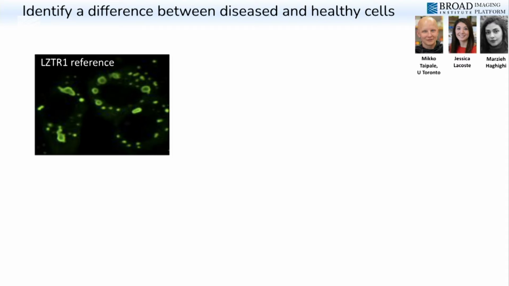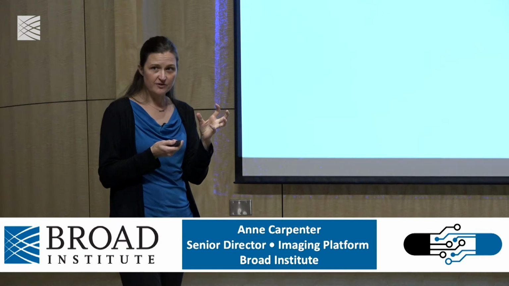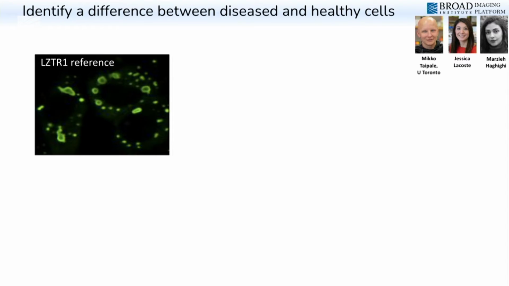Here, we worked in collaboration with Mikko Taipale at the University of Toronto. Before we met, his graduate student, Jessica Lacoste, had been working very hard by eye, detecting the difference between these two states, and I'll describe them now. She would take a protein that had been associated with a human disorder, where a mutation in that gene was known to be causative for a human disorder. She'd take the wild type version, the normal reference version of that gene, and overexpress it in cells, with a potential to tag it with a fluorescent label. And so this is what the distribution of this one particular protein, LZTR1, looks like.